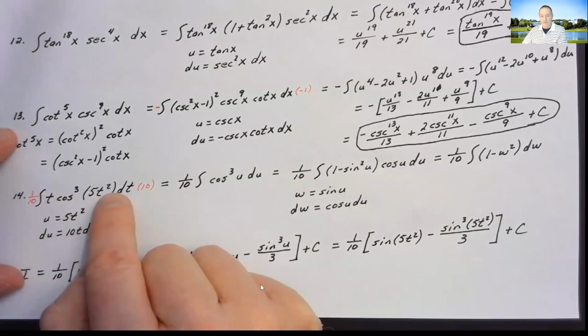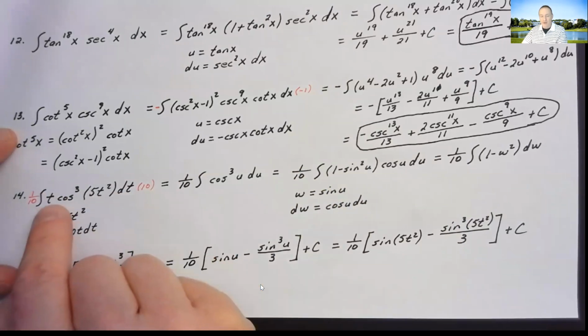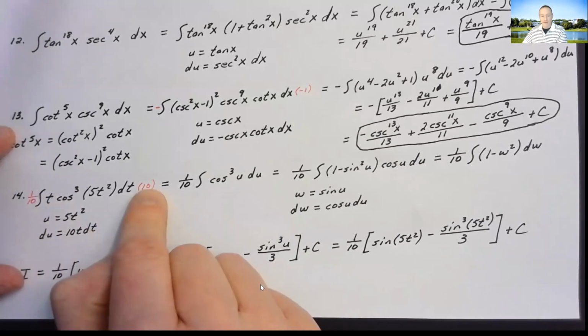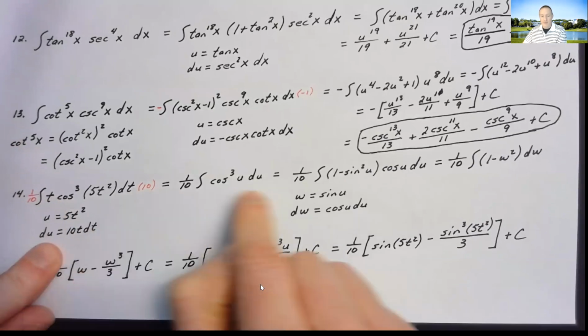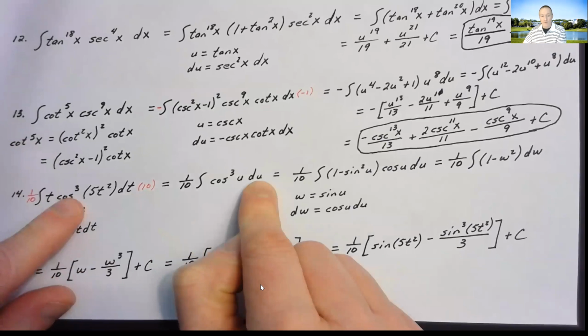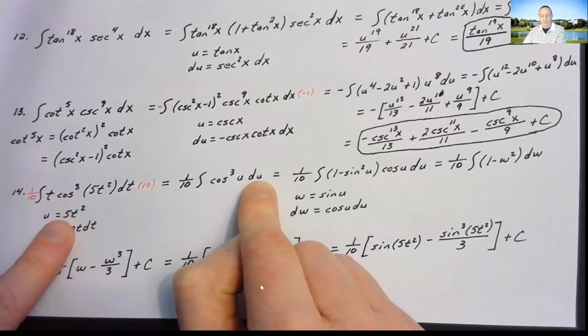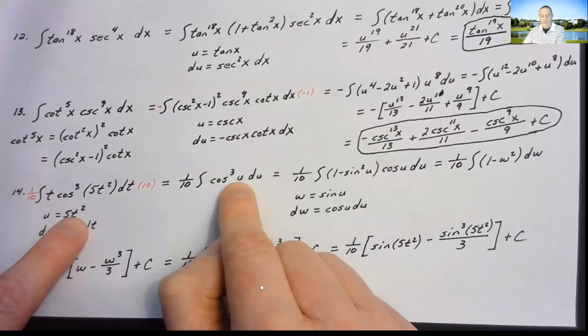So I set u equal to 5t squared. I know the derivative is going to be 10t with respect to t. I saw the factor of t on the inside. I didn't see the factor of 10. Well, all right, I multiply by 10 on the inside, divide by 10 on the outside. Now from this step to the next, that 10t dt all becomes du, okay? Now what's left over? Well, it's the cosine cubed of 5t squared. Well, that's going to be the cosine cubed of u, since u is 5t squared.